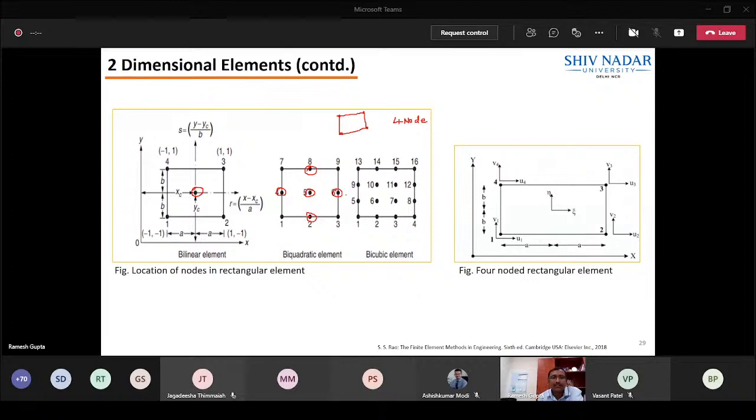The only difference between this and the other varieties is how you approximate the field, with what polynomial function. If you are looking at a bilinear function, then you can use this. If you are looking at quadratic shape functions, then you use this one. Or if you are looking for bicubic interpolation, then you can use the third variety, which has nodes inside the element as well as on the edges of the element.